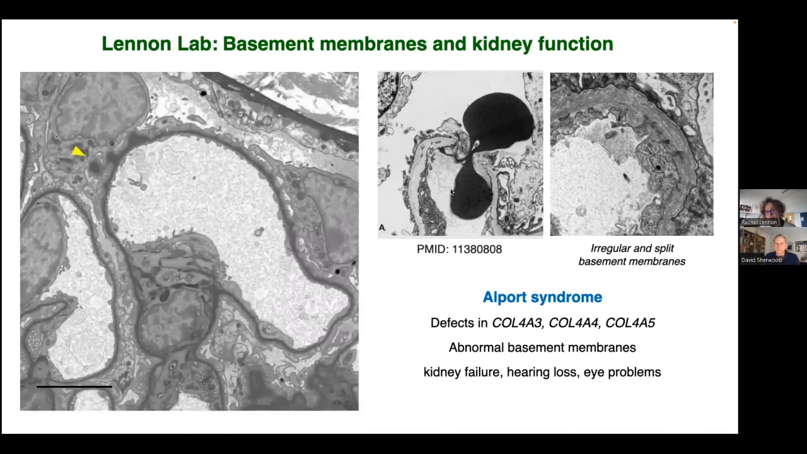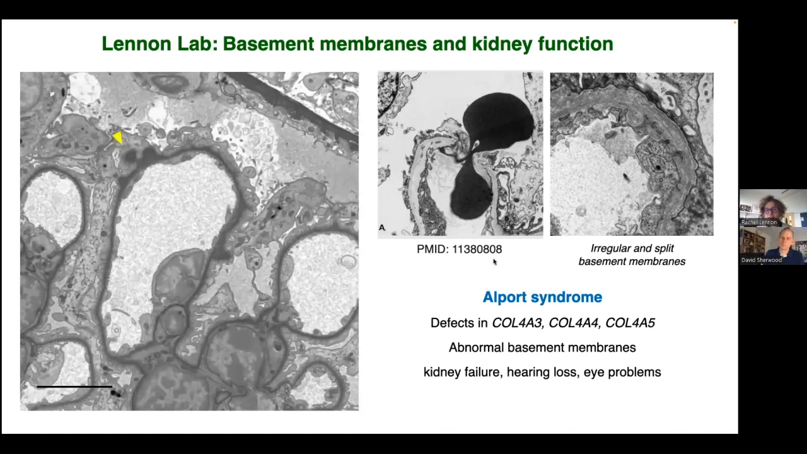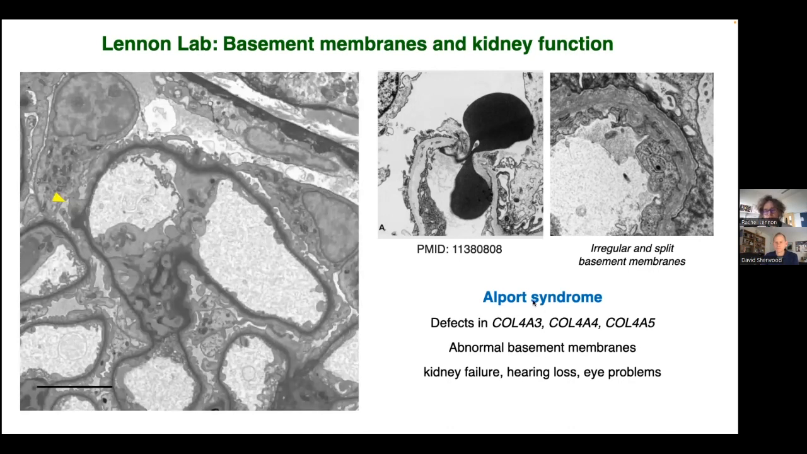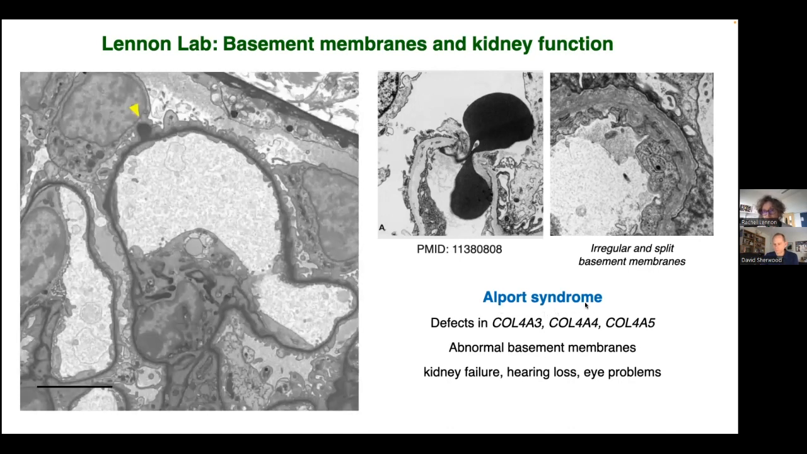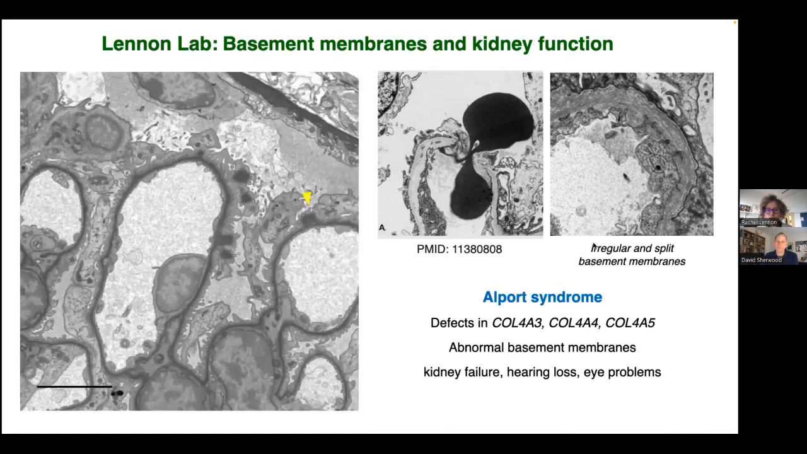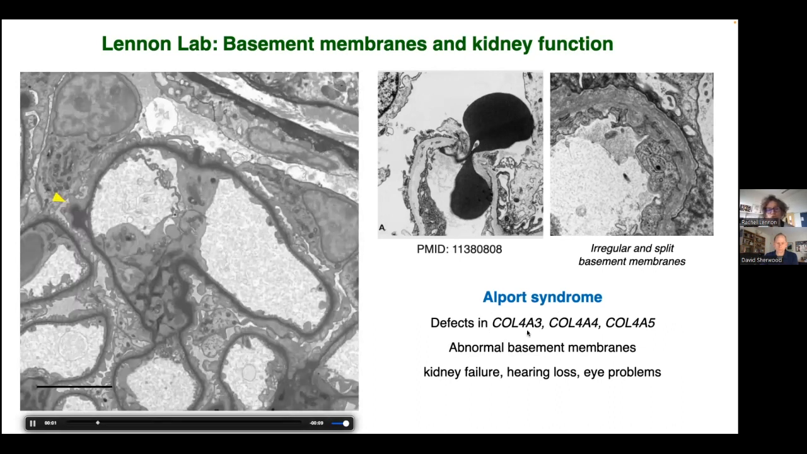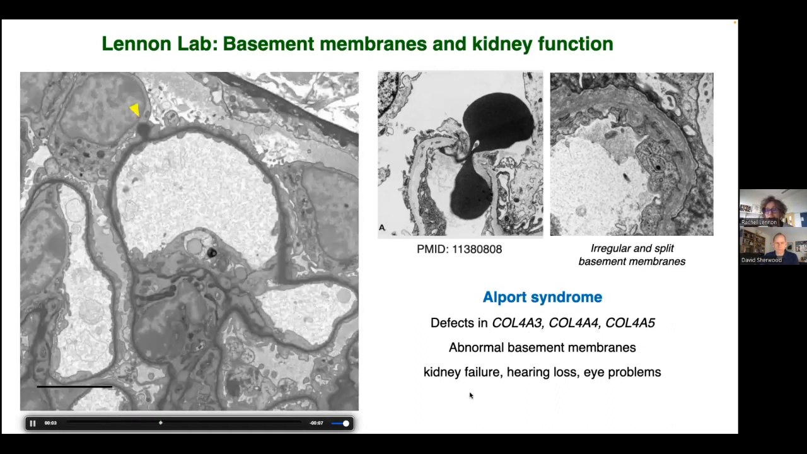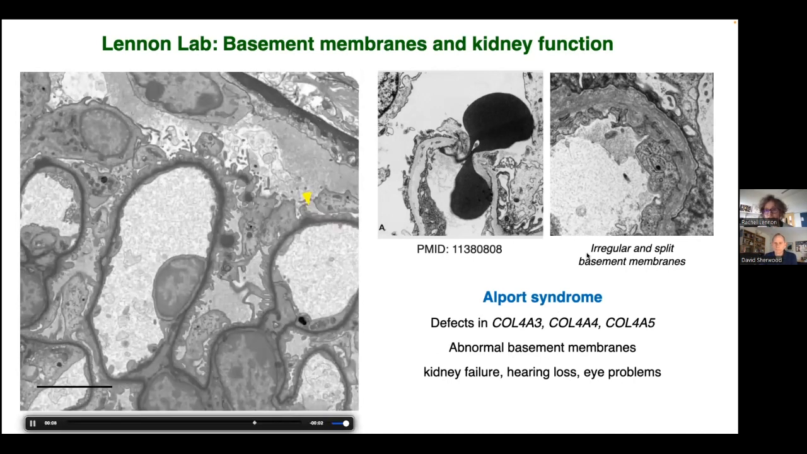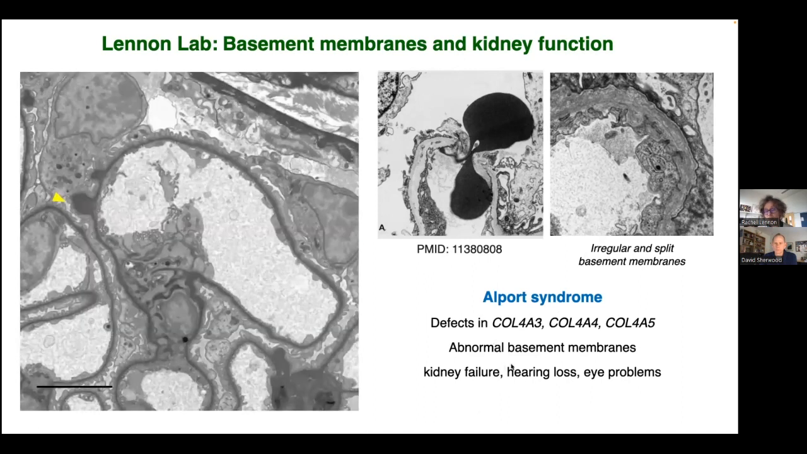And over time, these basement membranes in the kidney filters thicken, split, and lose function. And this happens in a number of genetic kidney diseases. One of the most common that we see is Alport syndrome, which is caused by variants in the type 4 collagen genes, COL4A3, 4, and 5. And this leads to abnormal basement membranes, and as well as causing a fairly major kidney phenotype, there's sensorineural hearing loss and ocular problems.